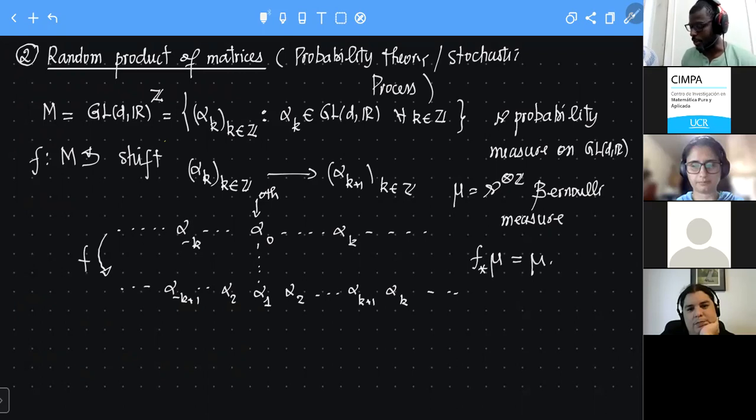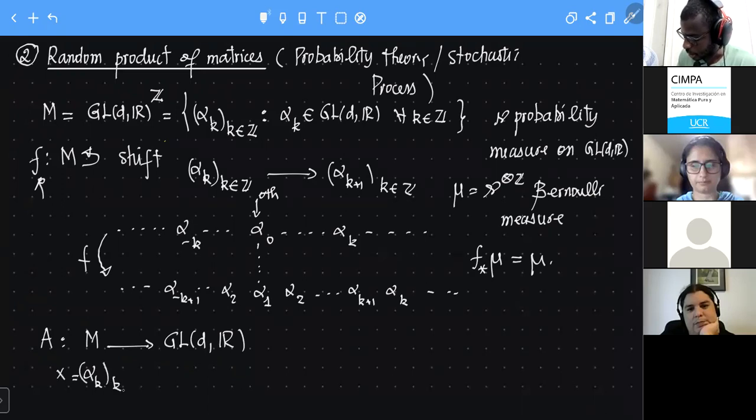So what we get so far is that you have your space M and your dynamical system here, F, the shift map, and we have also a measure that is preserved by F. So this is a measure preserving map. And I will consider A, a map from M to GL(d, R). It is very easy to guess what the map will be, since if I take x here, these are sequences. You just project to the 0 coordinate, alpha 0.